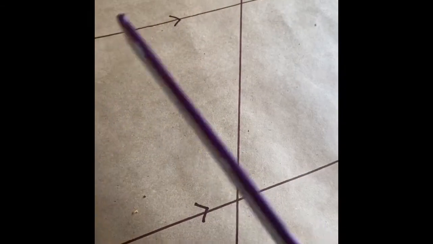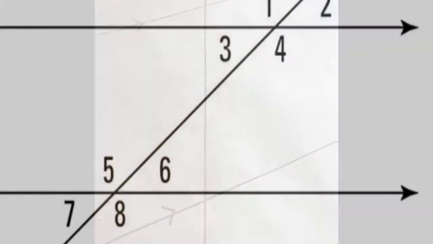There are some really important rules that we need to learn when we have parallel lines and a transversal. So I'm going to show you one more screen and we're going to talk about that screen together.